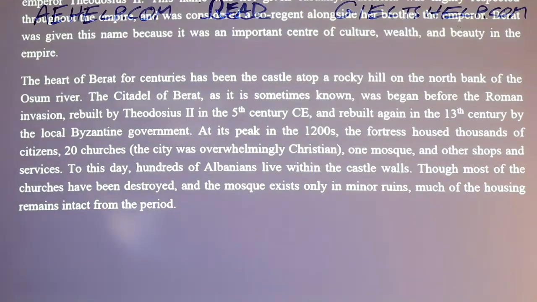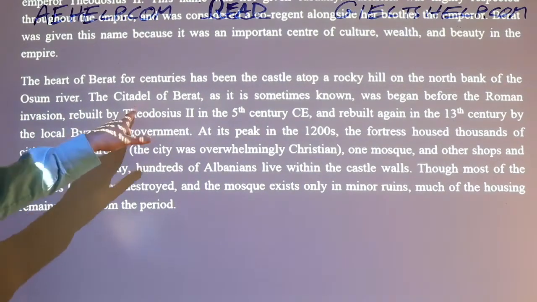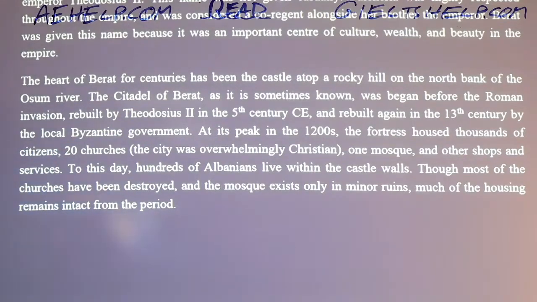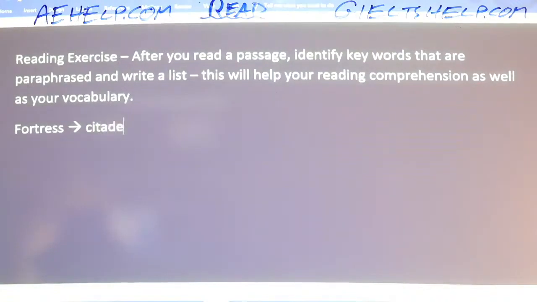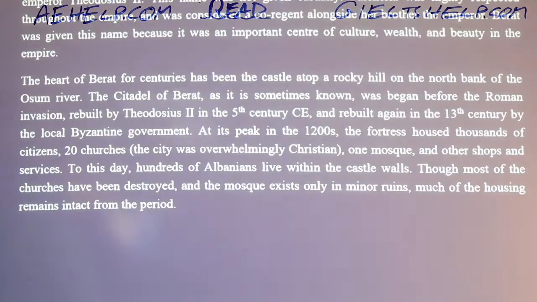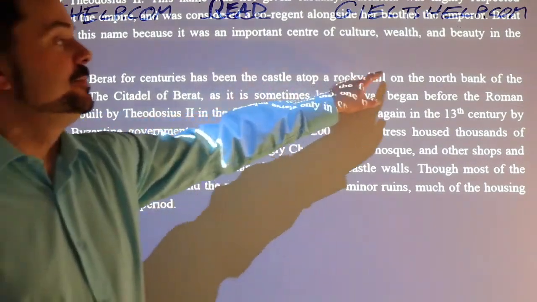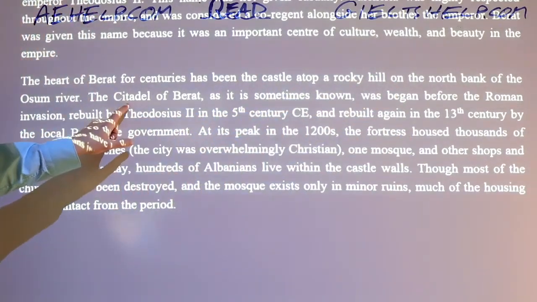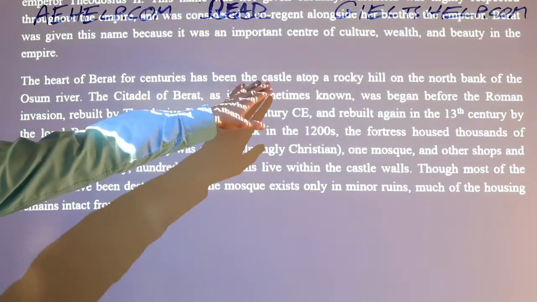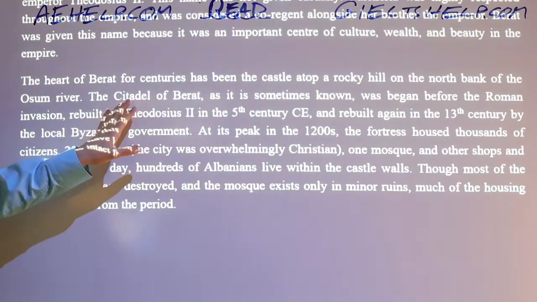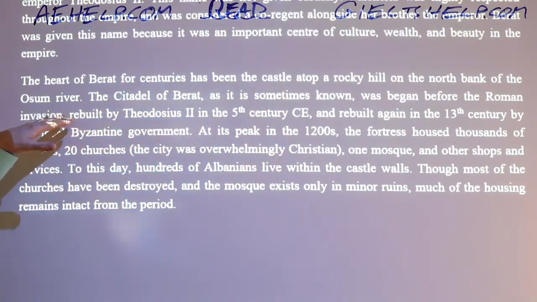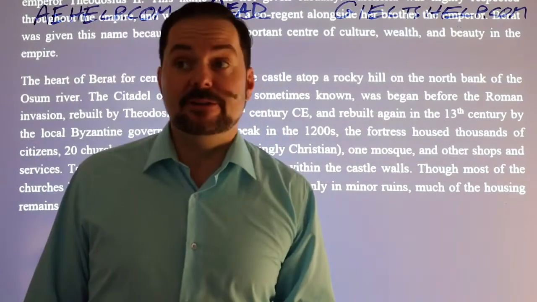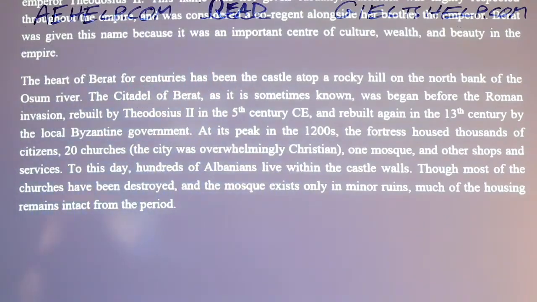And what's the other one? So here's the citadel of Berat. So citadel was one, and there was another one as well. Yeah, very good, Sammy. Castle. All right. Excellent. So you realize that castle atop the rocky hill is the same as the citadel. The castle is usually the inner part of the citadel, but it's still a paraphrase. So citadel, castle, and fortress are basically all paraphrasing each other. Very, very good. Okay, excellent.